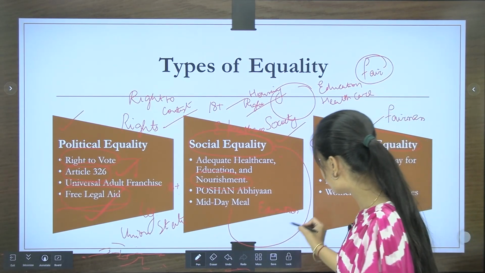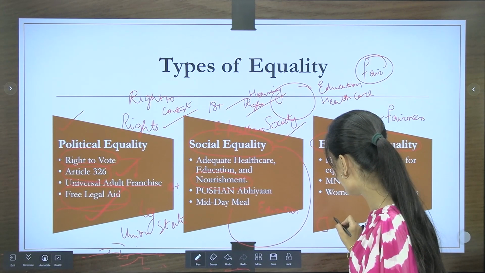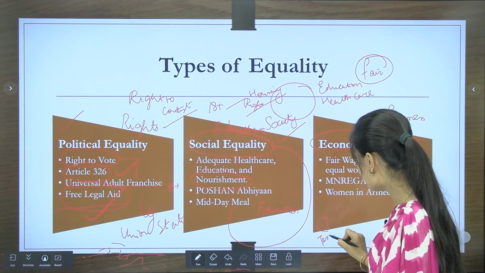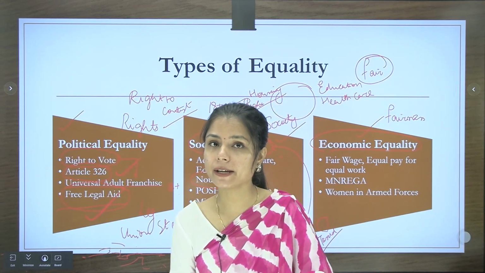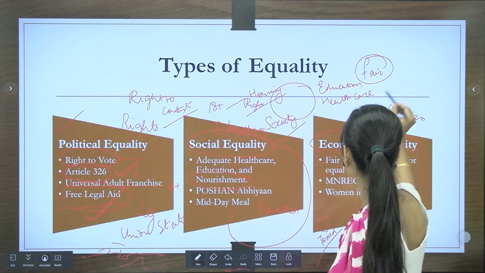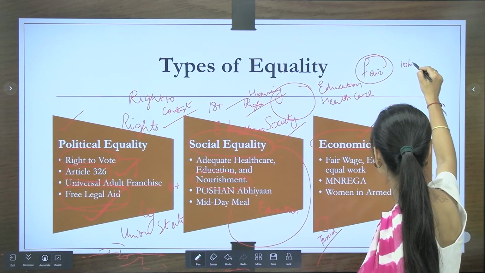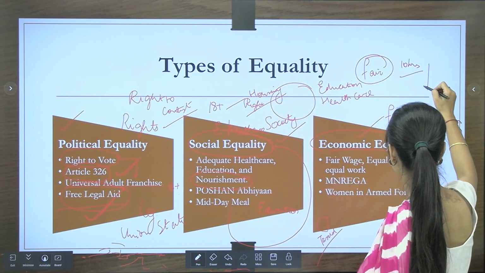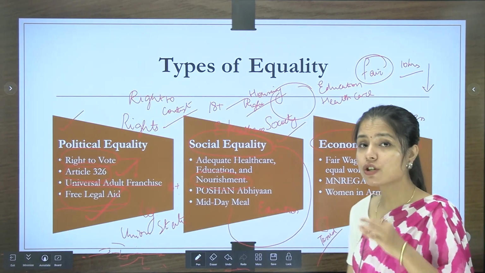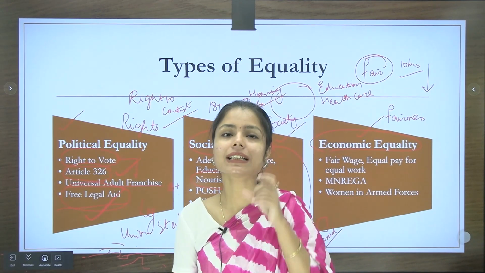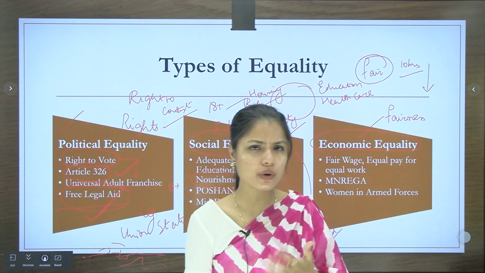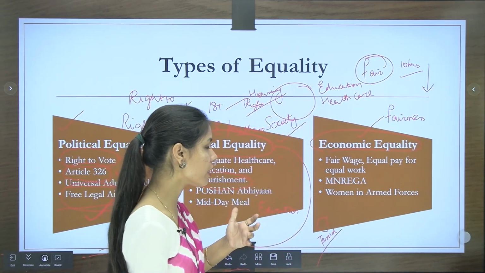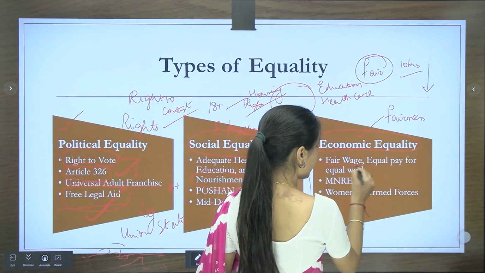It should not be the case that certain sections of society are taxed unnecessarily or unfairly, or that somebody is doing 10 hours of the same work but getting less pay. So when we talk about economic equality, the key word to remember here is economic fairness. And how do you know whether it is fair or not? You need to check, are there fair wages?